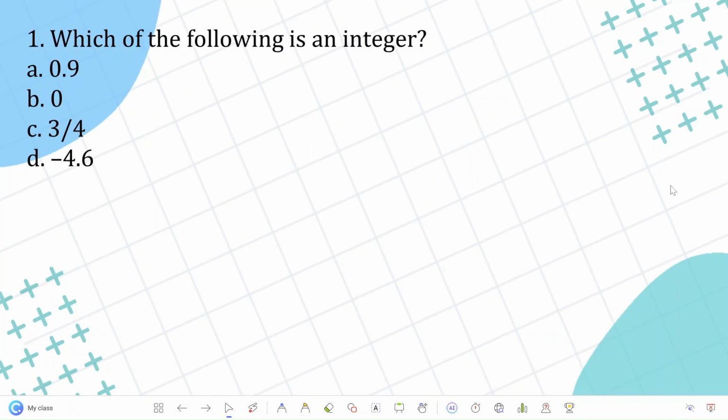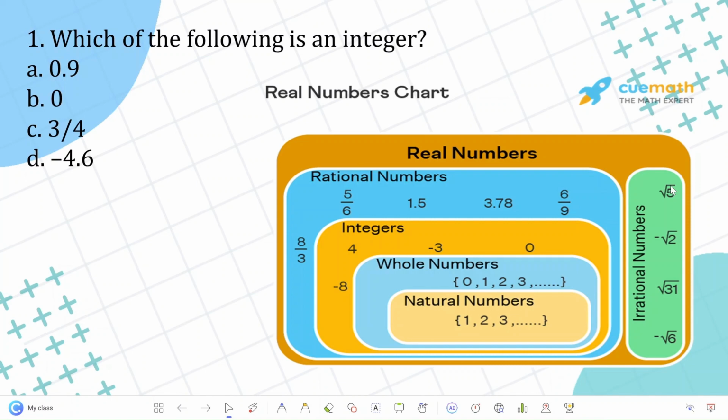Which of the following is an integer? Is it A, 0.9, B, 0, C, 3/4, D, negative 4.6? Before we proceed in revealing the answer, alamin po muna natin ang tinatawag na real numbers chart.